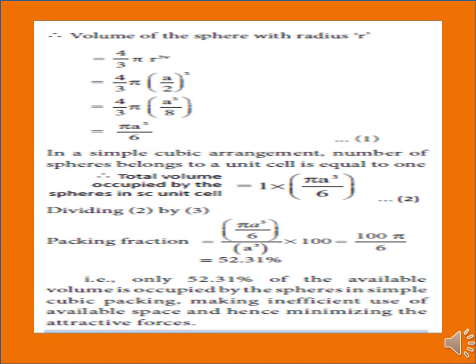In a simple cube, we know the number of atoms per unit cell is 1. So the numerator, the total volume occupied by the spheres in a simple cube, is 1 into pi a cube by 6. Therefore, the packing efficiency or packing fraction is pi a cube by 6 whole divided by a cube, that is the volume of the cube, into 100. When you cancel, you will have 100 pi by 6, which is equal to 52.31%. That means only 52.31% of the available volume is occupied by spheres in a simple cube, making it an inefficient use of available space and hence minimizing the attractive force.